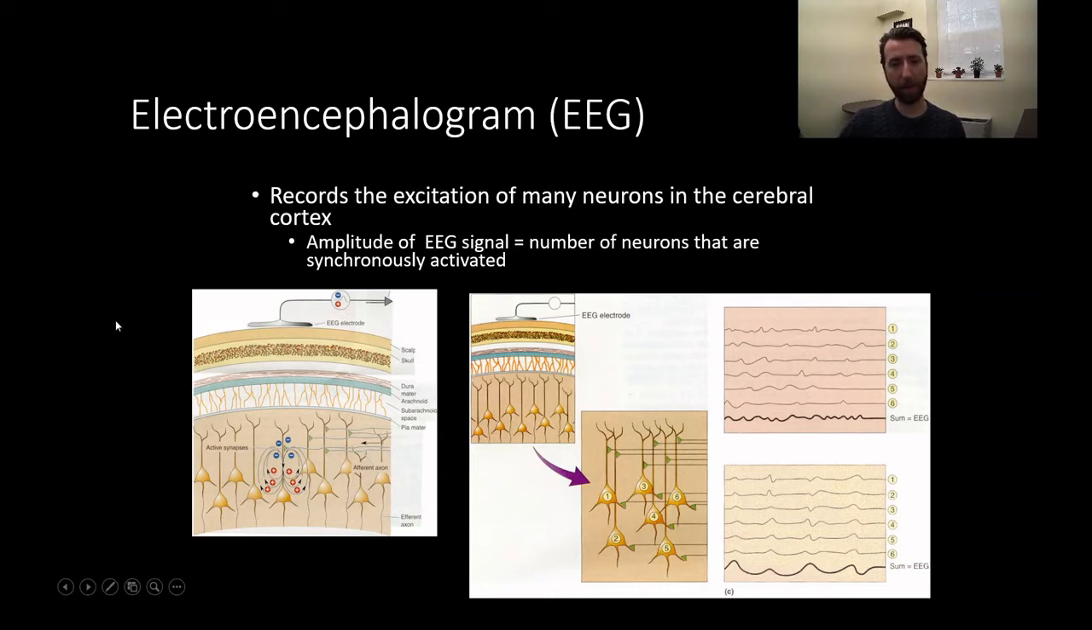If we have a high amplitude signal, meaning the waves are large, that means lots of neurons are firing at once. We see a bigger change. If we see a high frequency waveform where the peaks of the waves are close together, that means the neurons are firing quickly, right? So high amplitude, many neurons firing at once. High frequency, neurons firing quickly.